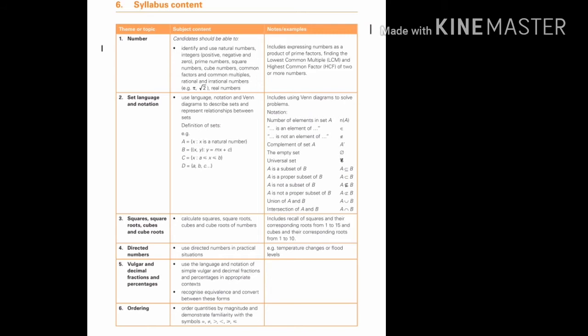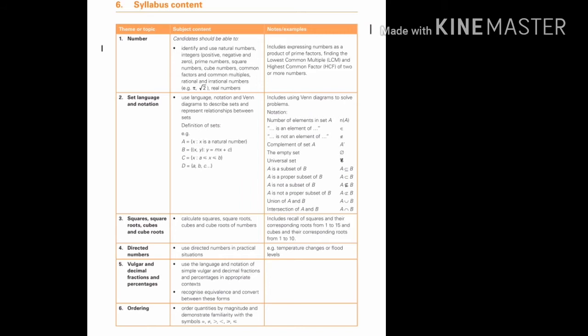Chapter number 4. The topic is directed numbers. The subtopic includes use of directed numbers in practical situations. Now, chapter number 5, vulgar and decimal fractions and percentages. It includes the subtopics: the use of language and notation of simple vulgar and decimal fractions and percentages in appropriate contexts. Recognize equivalence and convert between these forms.